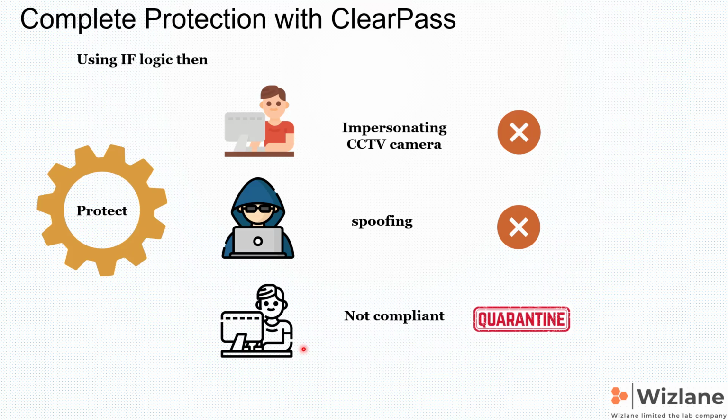Maybe some machines are not compliant. Say, for example, they might not be running certain firewall or certain antivirus software, or they might be running applications that are not supposed to be run. Then our Radius ClearPass, with the complete system, which we call a NAC solution, network access control, is able to take action. In this case, for example, quarantine. ClearPass is the perfect solution.